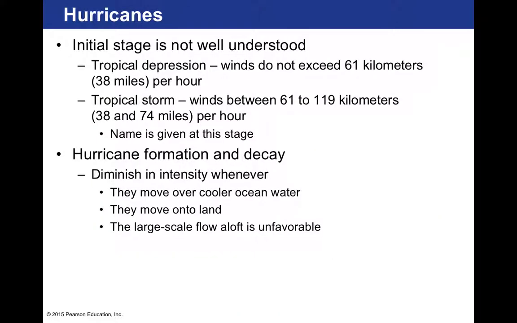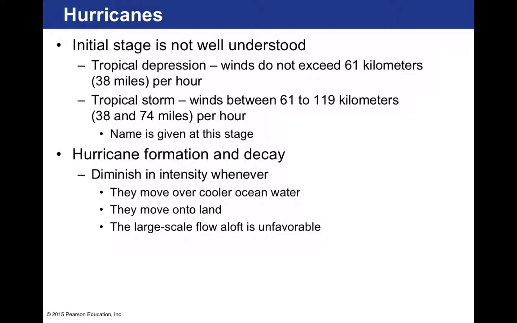The initial stage of a hurricane is not well understood, but we basically have rating systems to tell how strong a hurricane is. We would classify a low-pressure cyclone as a tropical depression if the winds do not exceed 38 miles per hour. We would then upgrade that low-pressure system to a tropical storm if the winds are between 38 and 74 miles per hour. And anything greater than 74 miles per hour would be then given a hurricane name.